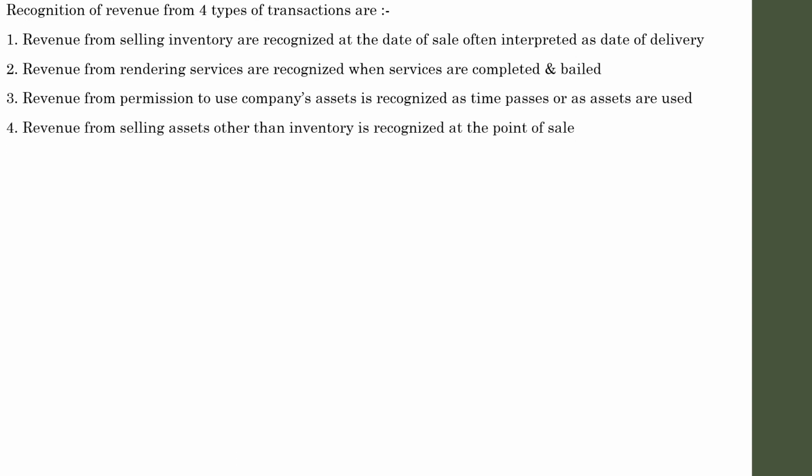Next one, revenue from selling assets other than inventory is recognized at the point of sale when it takes place. We have discussed the sale or the exchange of items from seller to buyer, and in some situations you might sell assets other than the stock or any inventory. In that case also you need to consider a transaction as a revenue recognized transaction at the point of sale. Point of sale means whenever the assets are exchanged from seller to the buyer. That is known as a transaction that is recognized as a revenue generating transaction.